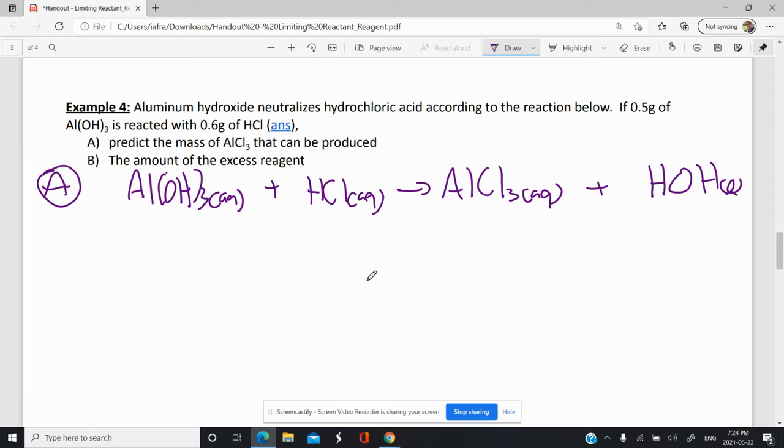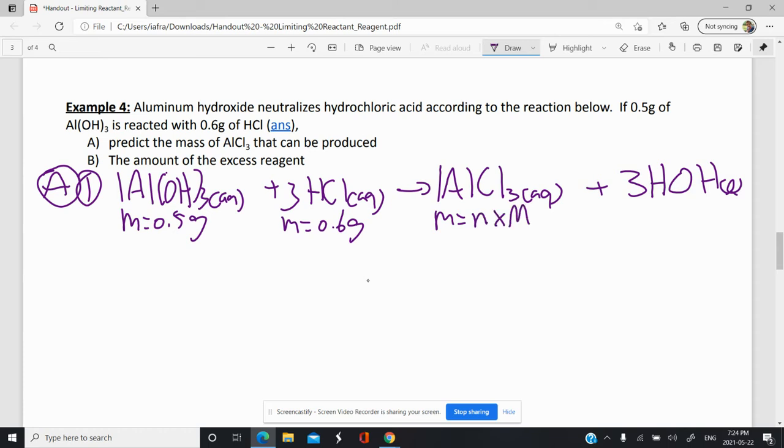So what's the mass of the aluminum chloride going to be? So first of all, let's make sure we have it balanced. It doesn't look balanced yet, but we'll go ahead and do that. So we'll put a 3 there, a 3 here, a 1 here, and a 1 here. And now it is balanced. Let's go ahead and write down our information. We have a mass of 0.5 grams over here. And over here we have a mass of 0.6 grams. And we want to find the mass of aluminum chloride that will be produced, which is a mass times a molar mass. We know this is a limiting reagent problem because we're given the mass of 2 reactants, and we have to figure out which one's limiting reagent.